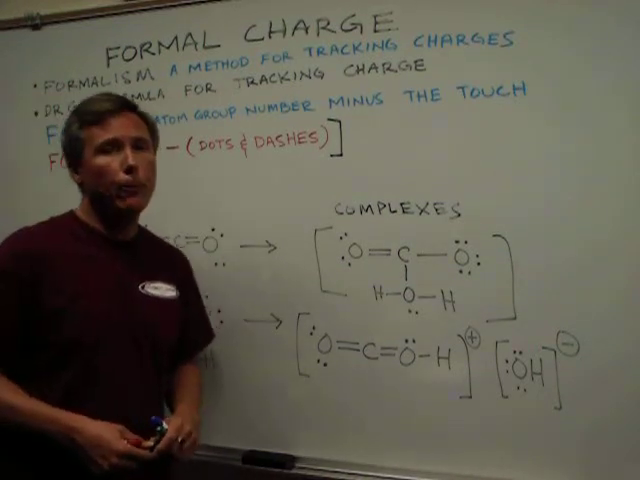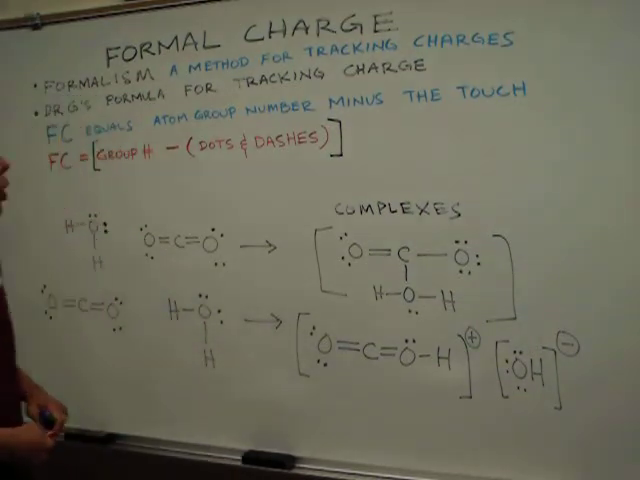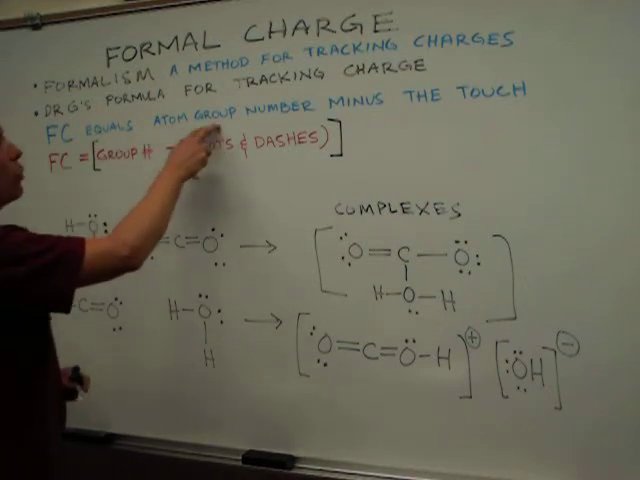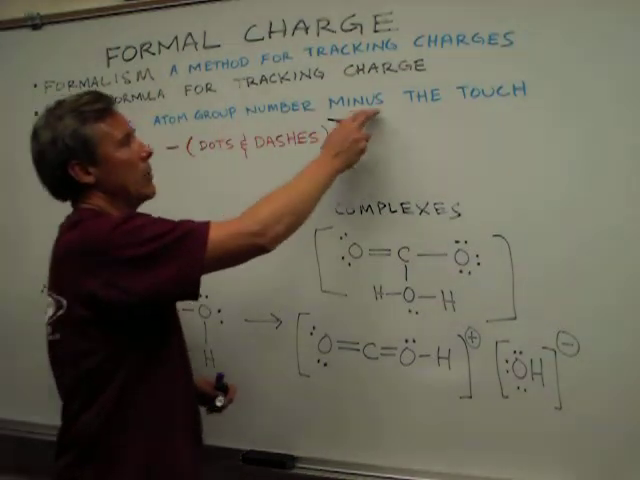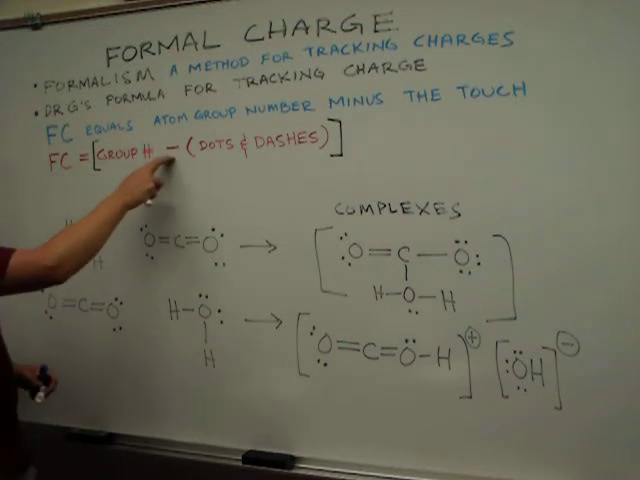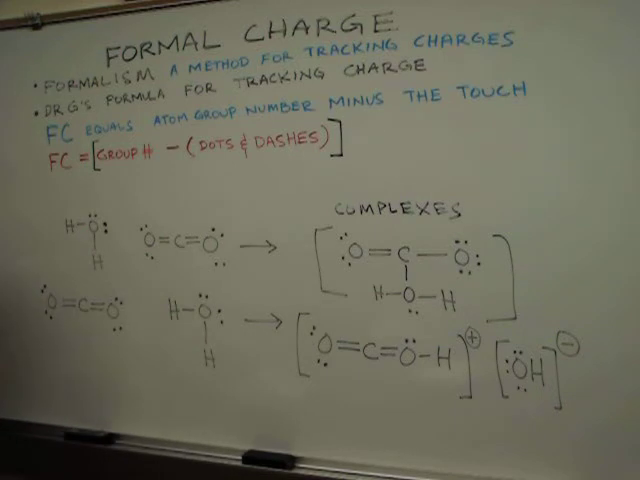Since formal charge is a formalism, I will give you my formula for calculating formal charge. Formal charge, Fc, equals atom group number from the periodic table minus the touch. That formula can be rewritten in the following manner. Formal charge equals group number minus dots and dashes. Let's see how we might apply this to calculating formal charges over each of the atoms in these substances that are drawn on the board.